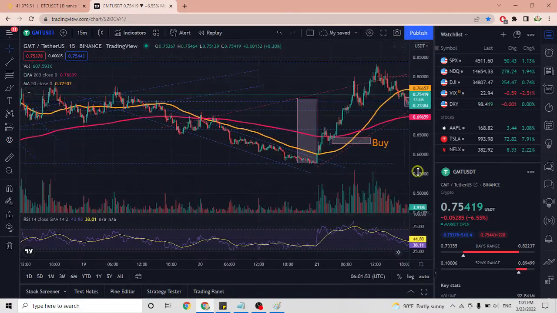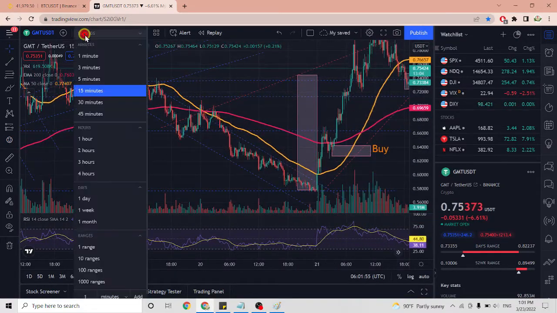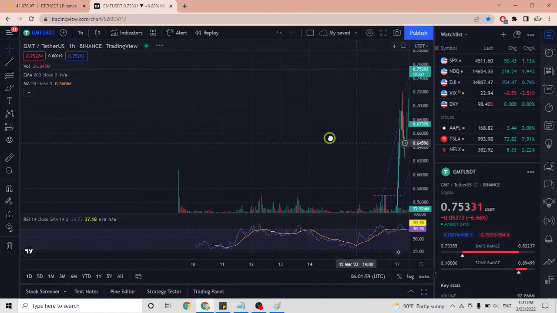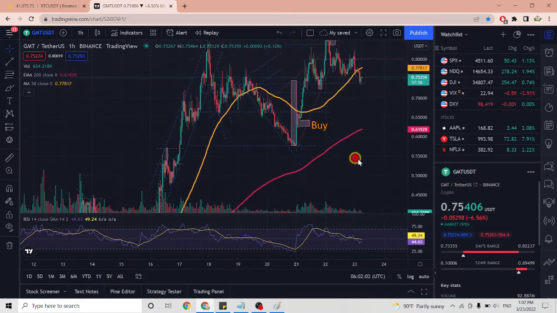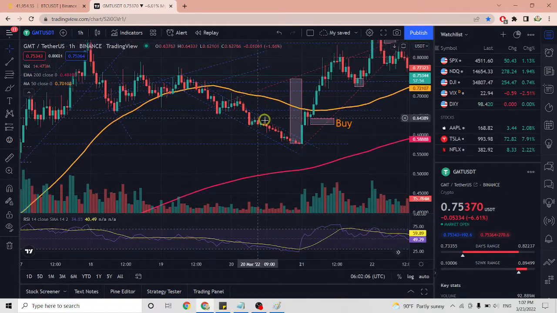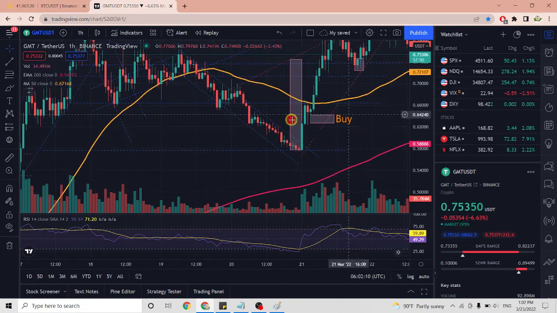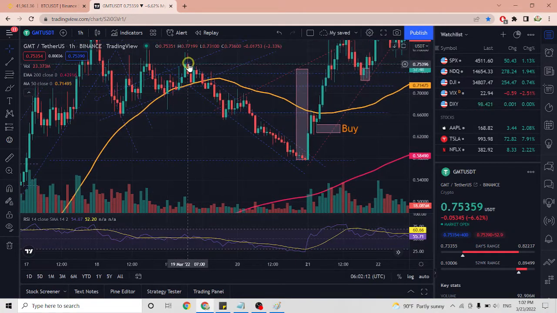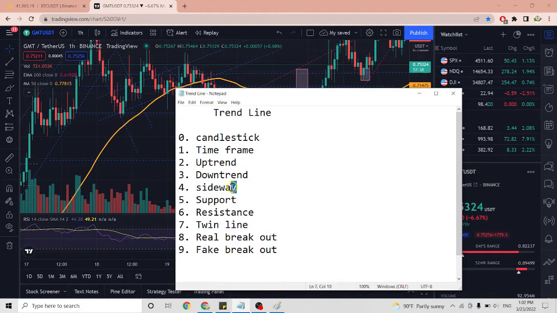So see here, if I click 1 hour, it's the same. You see downtrend here, downtrend, because it's going down. Yeah, it's going down here. It's going down, downtrend. It's going down, that's called downtrend. And another one is sideway.